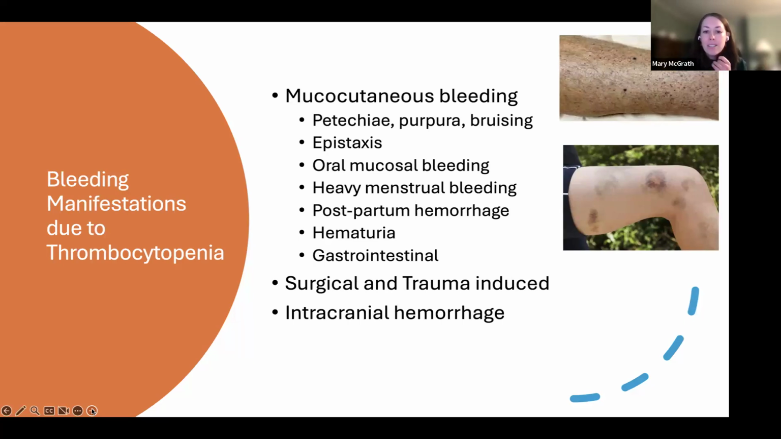And then incidence of intracranial hemorrhage secondary to thrombocytopenia varies based on the underlying etiology, but thankfully is generally pretty rare. And then I'll also just point out that with thrombocytopenia, we don't tend to see the spontaneous hemarthrosis and intramuscular bleeding that we can see with some of the other congenital bleeding disorders.